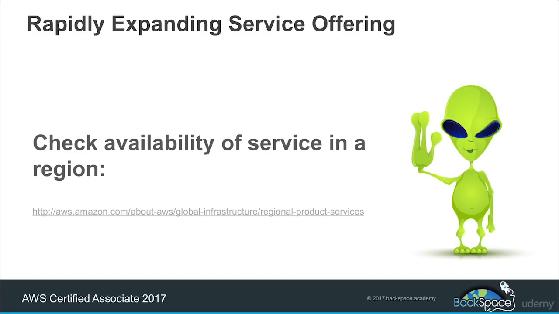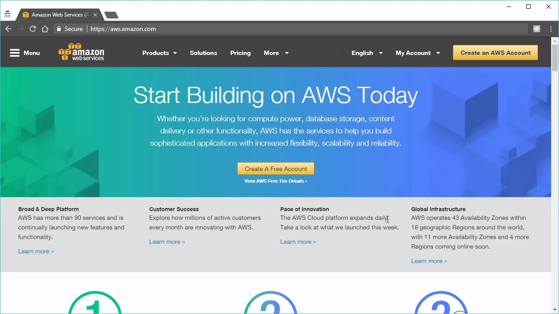If you're using, for example, Mumbai, that's a very new region, and so it's not going to have all of the services available for it. But if you just go to that URL on the screen, you can check the availability of a service in a region before you start working on your application.